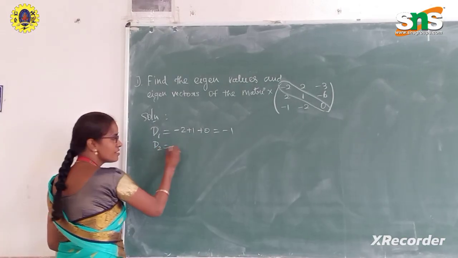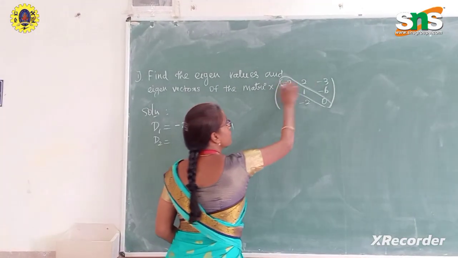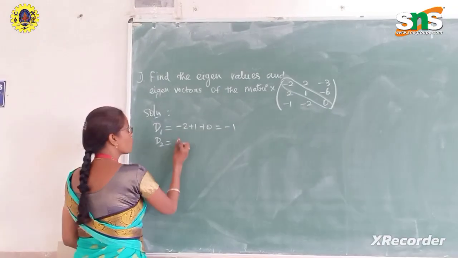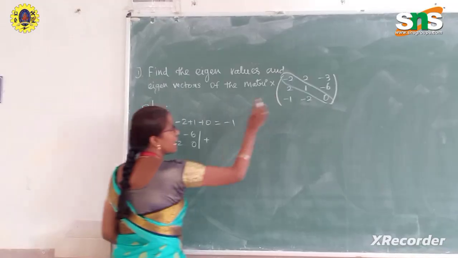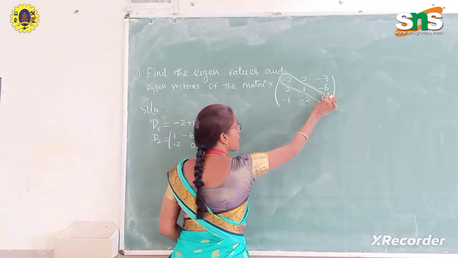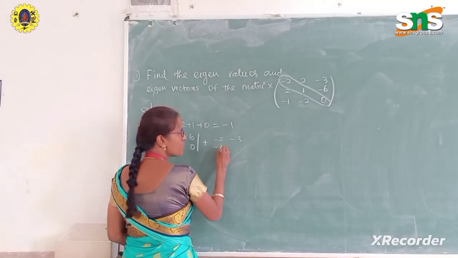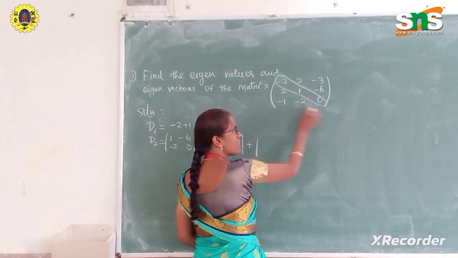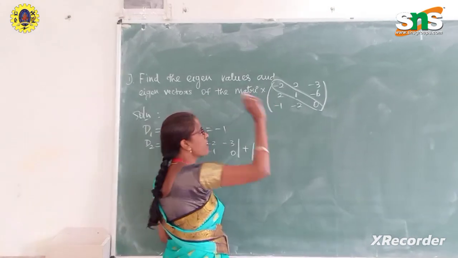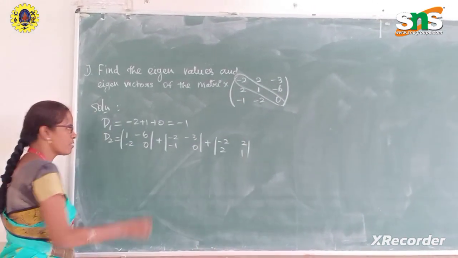And D2 is the sum of the minors of the main diagonal. For each diagonal element, I have to find the minor. So for the first, 1 into 0 minus 6 into minus 2. And for the second diagonal element, 1, leave the second row and second column, so minus 2, minus 3, minus 1, 0. And the third one is 0. Leave the third row and third column, so the remaining one is minus 2, 2, 2, 1. This way we find the minors.